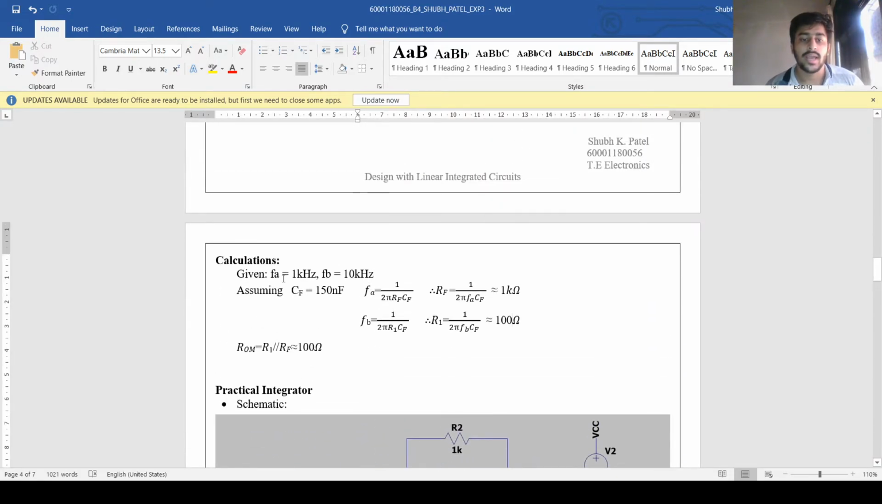We have been given that Fa equals 1 kilohertz and Fb is 10 times of Fa, which is 10 kilohertz. We will first assume Cf equals 150 nanofarads. We know the formula of Fa, which is Fa equals 1 upon 2 pi Rf Cf. From this, we will obtain Rf equals 1 upon 2 pi Fa Cf. Then, after substituting the values of Fa and Cf into this formula, we will get Rf equals 1 kilo ohms.